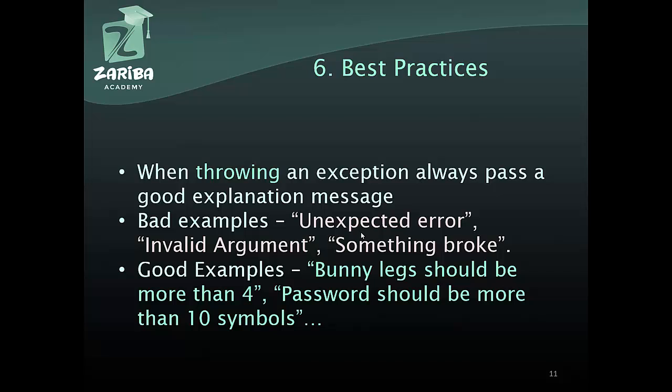Okay, a bit more. When throwing an exception, always pass a good message. Bad examples are unexpected error, invalid argument, something broke, or something happened. This is very non-descriptive, and it's quite bad for someone to read this. It's pretty much the same, a little bit worse than error 503. Right? What is that? No one knows. But yeah. Okay, good examples: bunny legs should be more than 4. Passwords should be more than 10 symbols, and so on. Just something descriptive so that you know what is required.